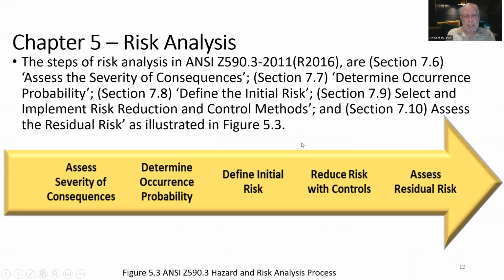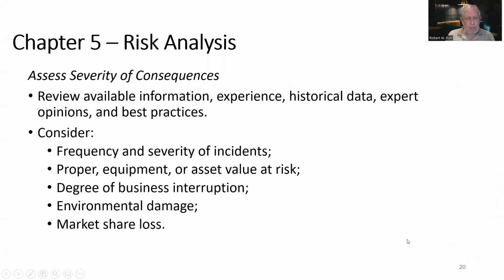The steps of risk analysis in ANSI's Z590.3 section 0.76: assess the severity of consequences, determine occurrence probability, define initial risk, select and implement risk reduction and control methods, assess the residual risk. And that's all in figure 5.3 in your book. Assess severity of consequences: review available information, experience, historical data, expert opinion, and best practices. Here we go again, we're just chewing on the same steak here. Consider frequency and severity of incidents, proper equipment or asset value at risk, degree of business interruption could be a factor too, environmental damage, market share loss.